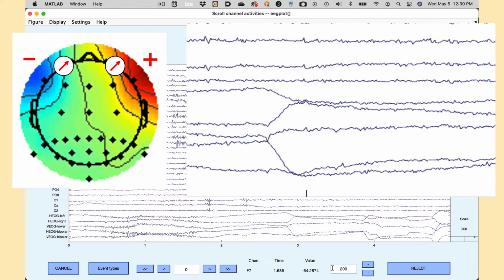Okay, here's the answer. This was a rightward eye movement. When the eyes moved rightward, the positive side of the dipole points rightward and the negative side points leftward. This gives us a negative voltage in HEOG left, a positive voltage in HEOG right, and a large negative voltage in HEOG left minus HEOG right.